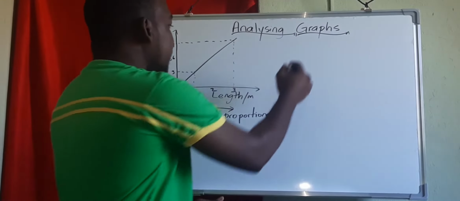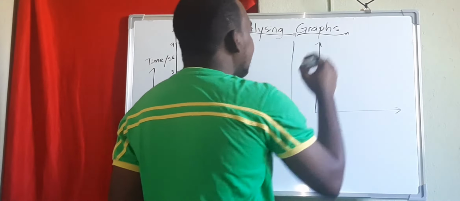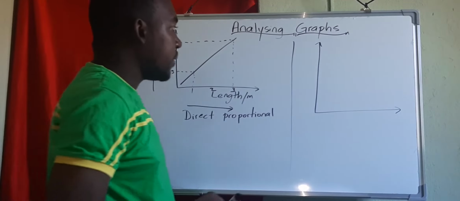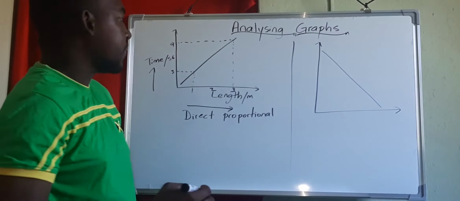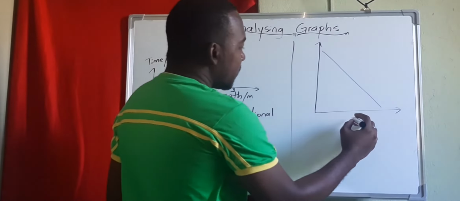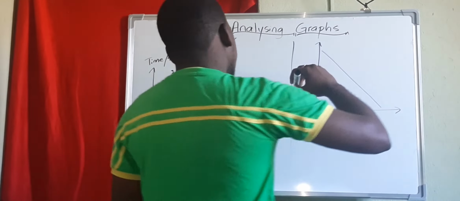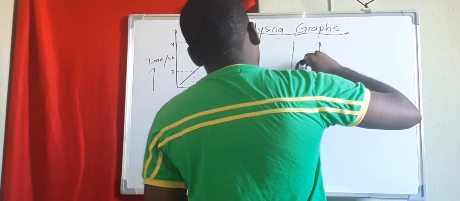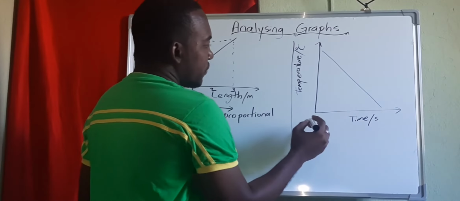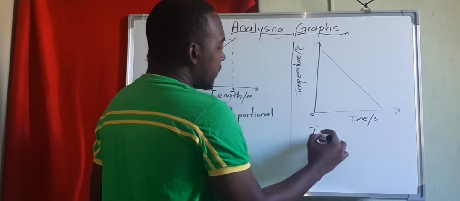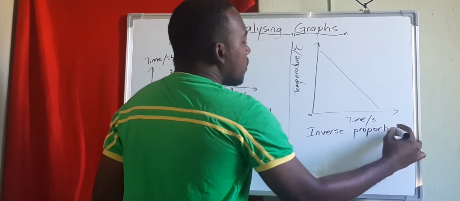right? And the opposite of this one is one that we don't normally focus on, but it can actually happen, which is inverse proportionality. So let's say this is time, and let's say this is temperature. Right, so this is inversely proportional.